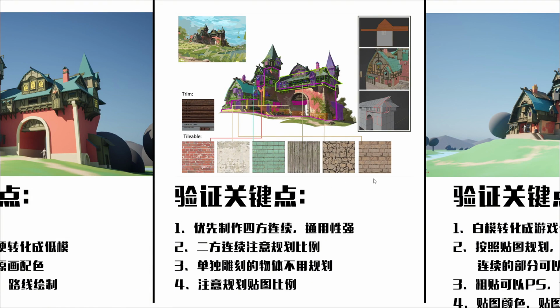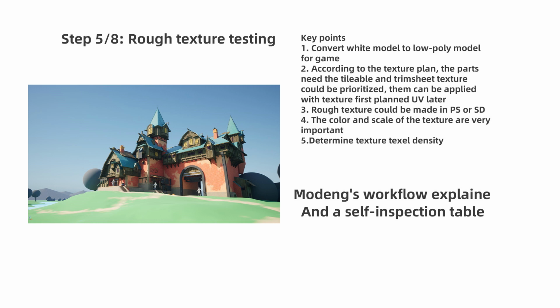Okay. Fifth, let's look at the key points of rough texturing. First, is your model a game-ready low-poly model? If it's already a game-ready low-poly model, you can directly use a more formal UV and apply the texture. If it's just a high-poly white model that hasn't been reduced and isn't the final low-poly model yet, then you don't need to spend much time UV unwrapping at this stage. You'll need to reduce it later anyway. You'll be turning the high-poly model into a low-poly model later. So don't waste time on this step.